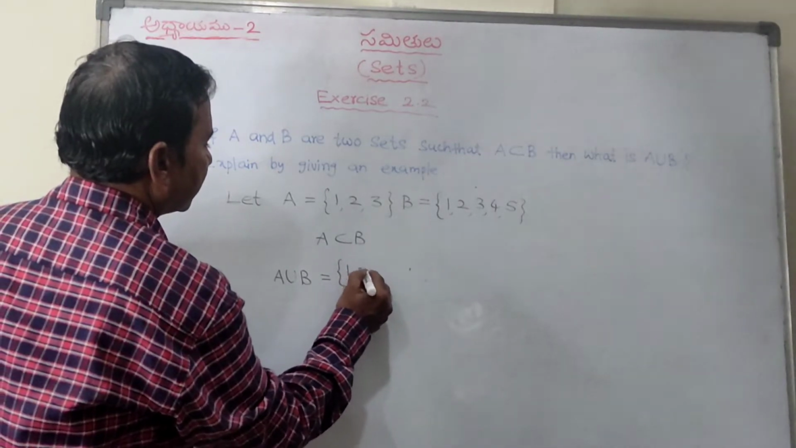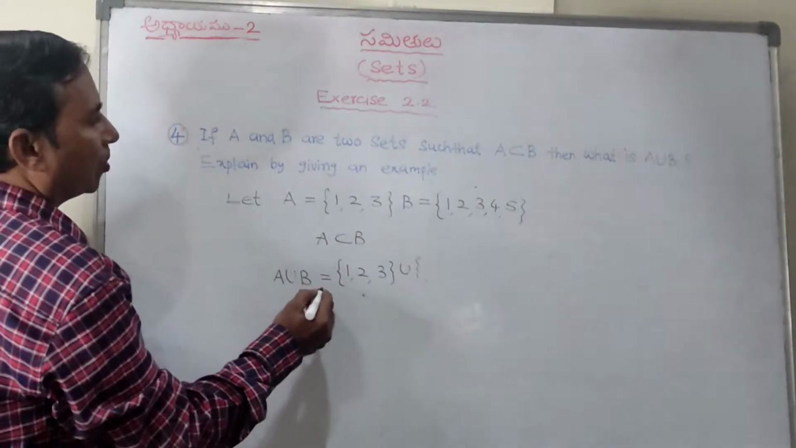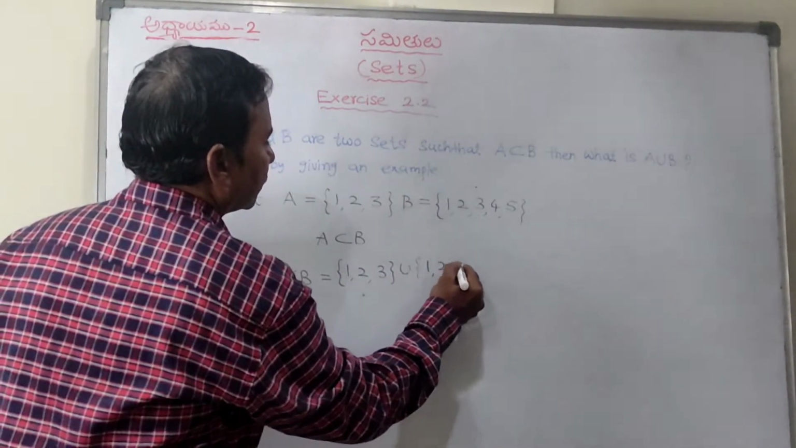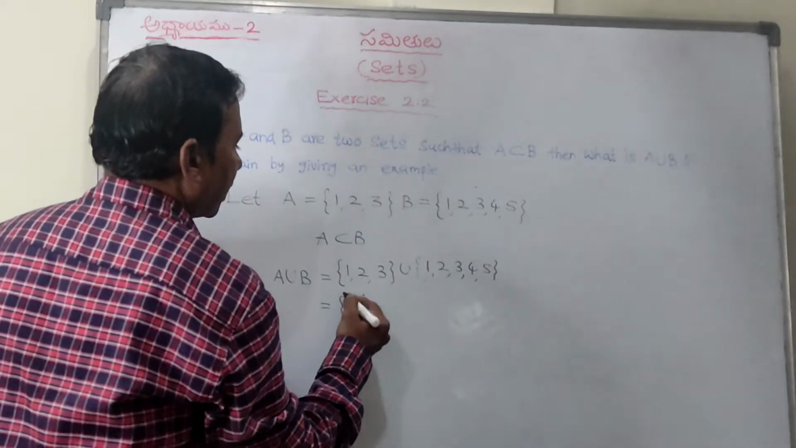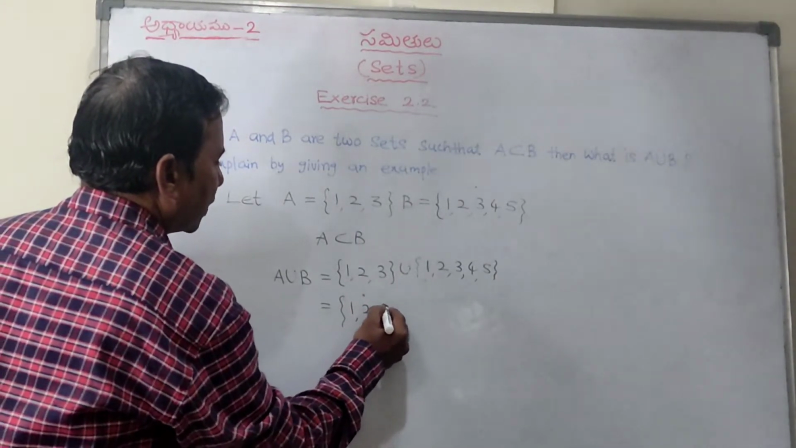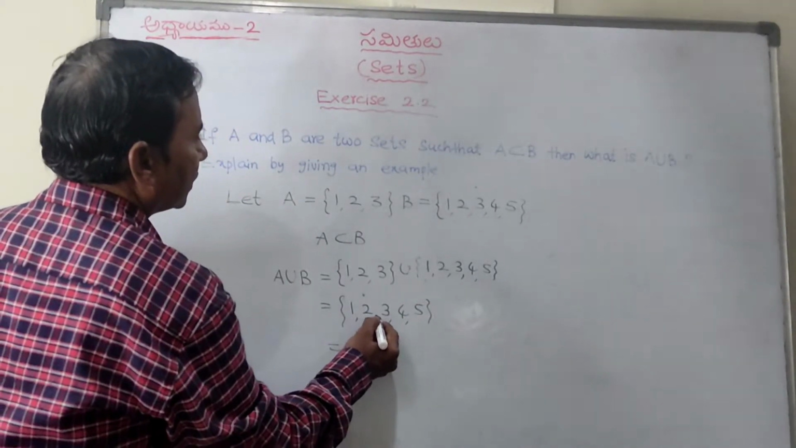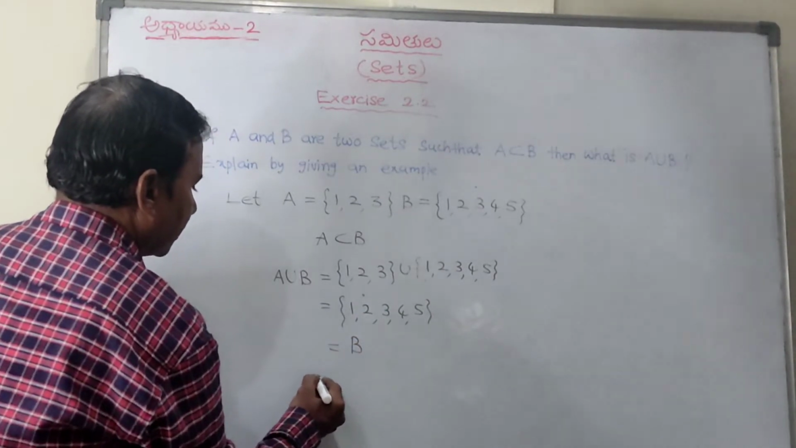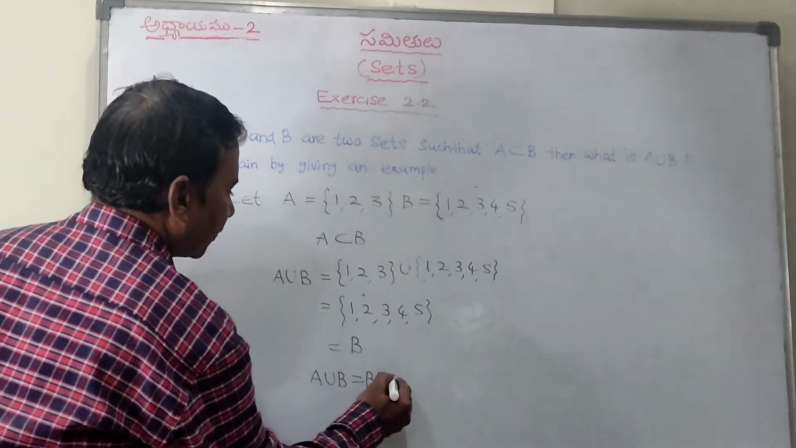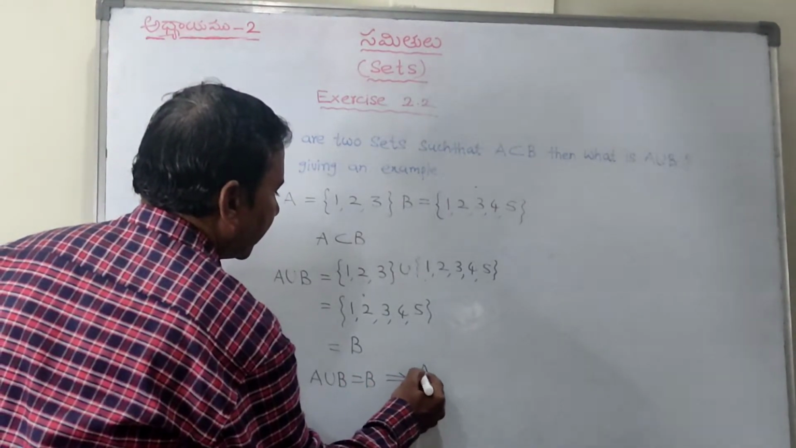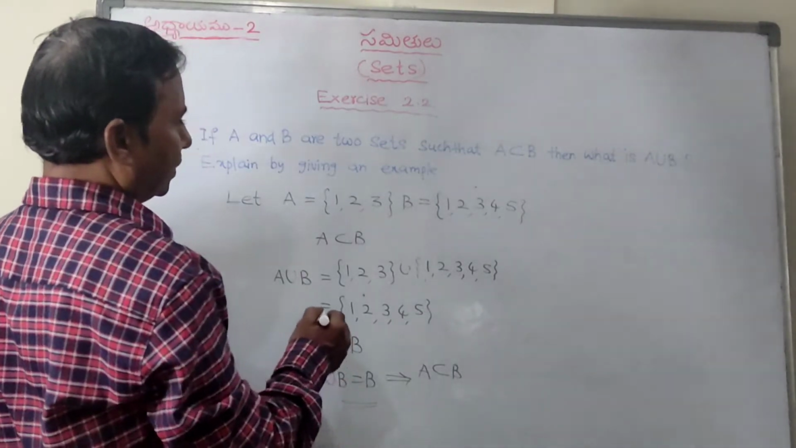So what is A? The set 1, 2, 3, union, isn't it? B means 1, 2, 3, 4, 5. Union means we will club all the elements like 1, 2, 3, 4, 5. So 1, 2, 3, 4, 5 is nothing but B. So what did you observe here? A union B will be equal to B, where A is subset to B. So this is one formula we can say from this problem.